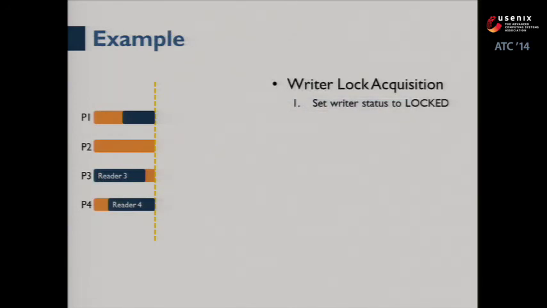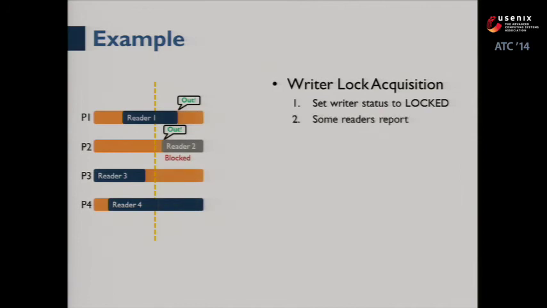Let's put it all together and have an example. There are four readers, and the writer is not shown here. First, the writer sets the writer status to locked. Reader 1 exits its critical section and reports that it is out of the critical section. Reader 2 tries to enter the critical section, but finds that the lock is locked in writer mode, so it just reports that it is out of the critical section.